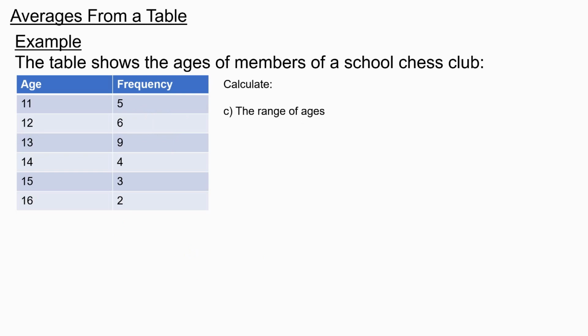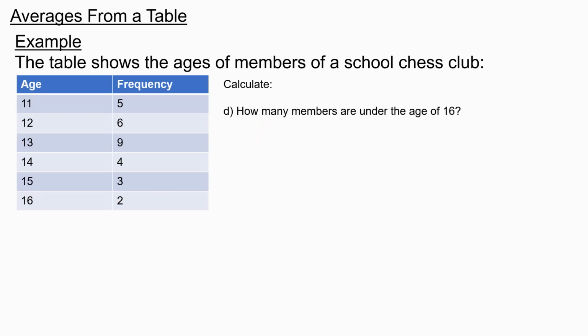The range of ages, we should remember, is the largest take away the smallest. If we look at the ages, the oldest 2 people in the club are both 16. So the oldest person in the club is 16, and there are 5 people who are 11, so the youngest person is going to be 11. So the range is just 16 take away 11, which is 5.